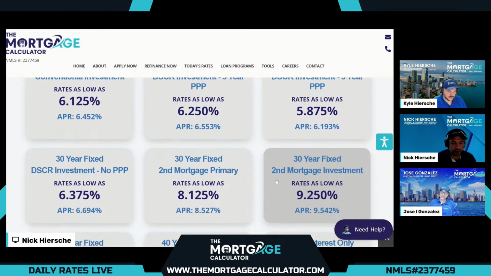HELOCs are very rare for investment properties, so these are great options. Rates as low as 9.25 to get cash out of an investment property without touching the first mortgage. Final APR 9.542. And these second mortgage programs are non-QM, so we can use bank statements, 1099s, P&Ls, and similar. Now, on to our topic for today.